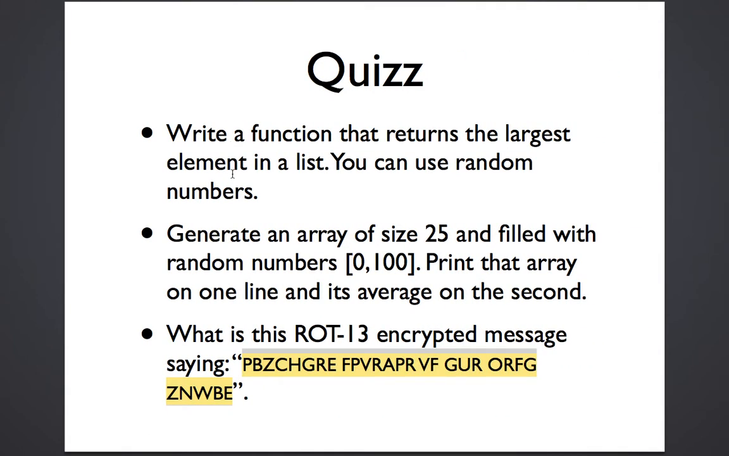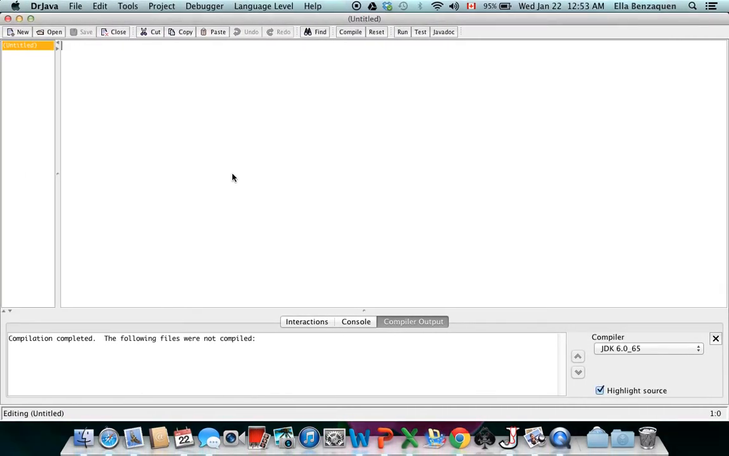So the first question asks us to write a function that returns the largest element in a list. And you can use random numbers. So we're going to start by creating a public class and we'll call it LargestNumber. And in this public class we need a public static void main with the strings that we've been using up to now.